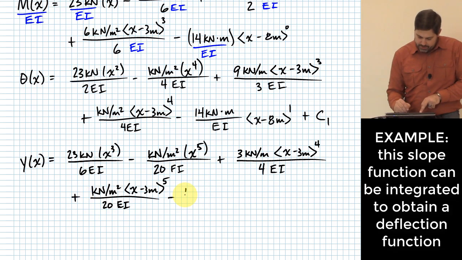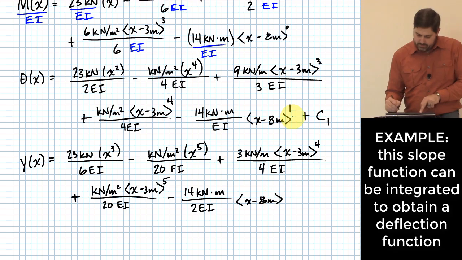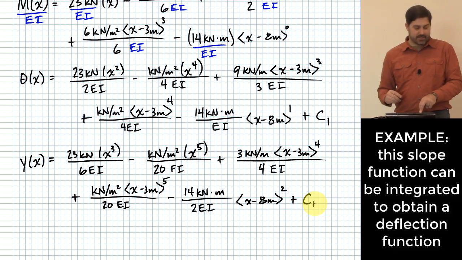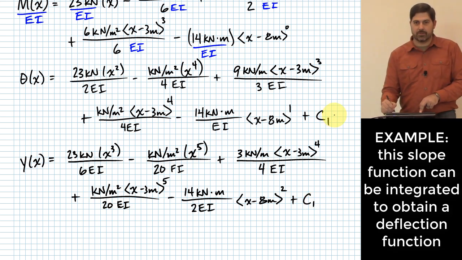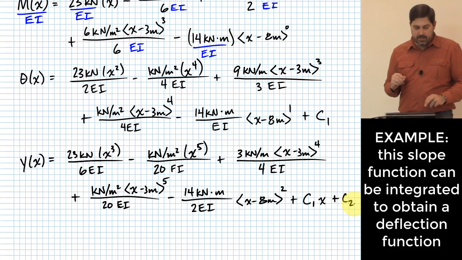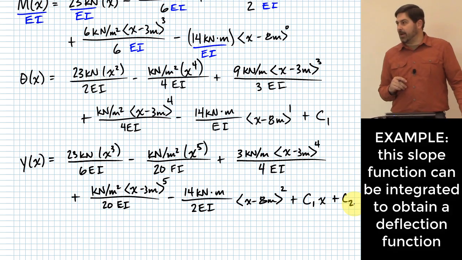All right, then what? Minus 14 kilonewton meters over. Here I'm going to raise this exponent by 1 again. It gives me 2 EI down here, x minus 8 meters. Now to the second, plus C1 x, right? Because this is C1 times x to the 0. So I'm increasing the exponent of that by 1. This is now C1 x. Since that new exponent is 1, divide by that. Again, dividing by 1 doesn't do anything. What else do I need on this expression? Plus C2. Okay?